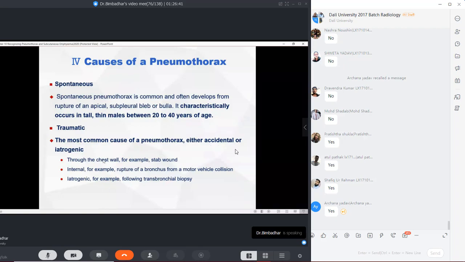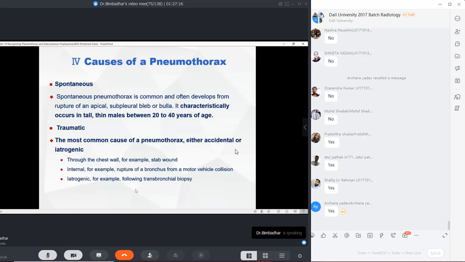Accidental means most of the patients coming with stab wounds, okay, that is accidental injury. And internal rupture of the bronchus from a motor vehicle collision, that is also accidental. And iatrogenic: if we are trying to do a transbronchial biopsy, or bronchoscopy, or insert a central line, or do cardioversion techniques, or CPR, all these conditions will eventually cause a pneumothorax.